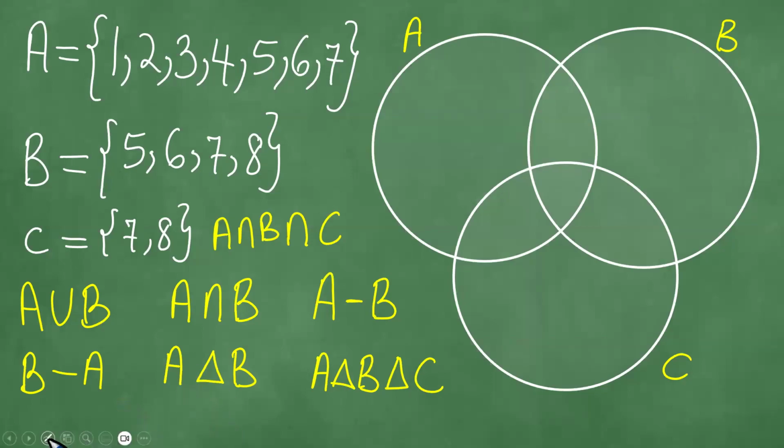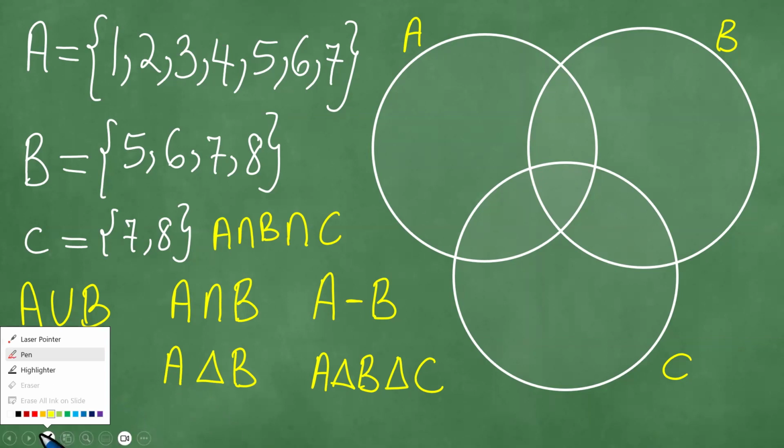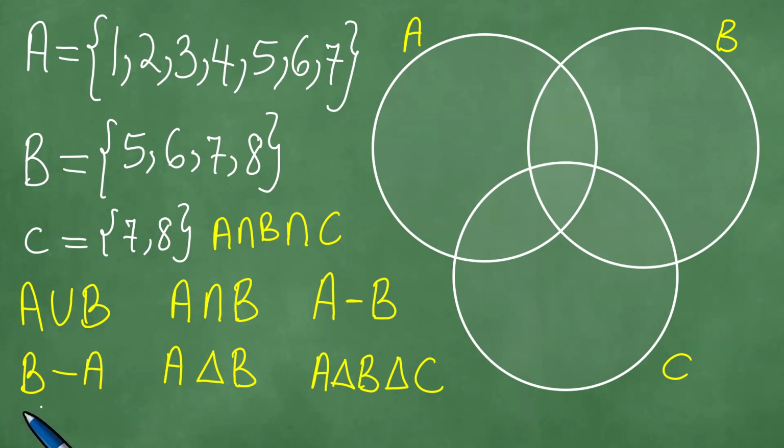Right, we are here and we are looking at Venn diagrams. Venn diagrams are important to us, and we're looking at the three sets A, B, and C. Set A contains the elements 1, 2, 3, 4, 5, 6, 7. B contains the elements 5, 6, 7, 8. C contains the elements 7, 8.